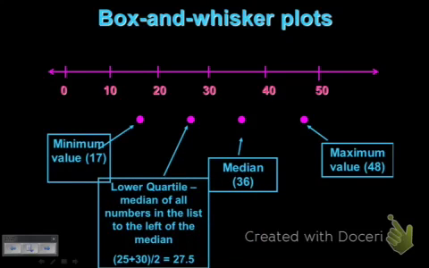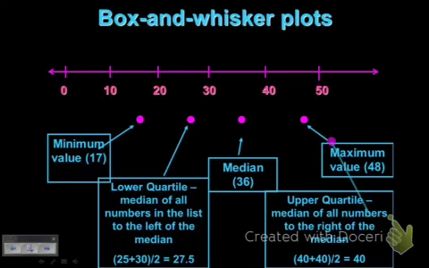The lower quartile is the median of all numbers in the list to the left of the median. So in our example from class, 25 plus 30, divide that by 2. The median on the left was 27.5. If you're going to take some notes on this, write down what a lower quartile is, because then you'll also have an upper quartile. Make sure you write this one down. That's the median of all the numbers to the right of the median. So from that example in class, we would have gotten 40.